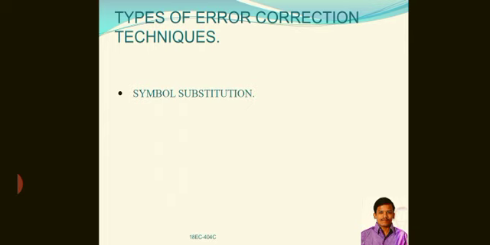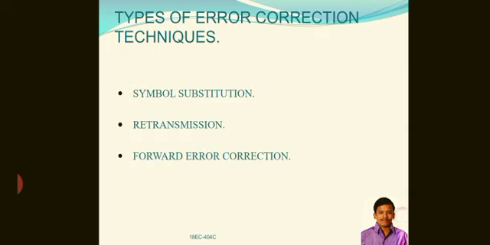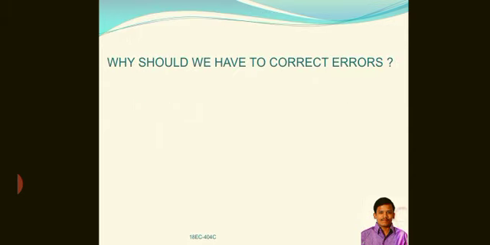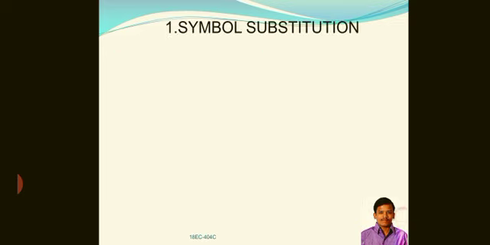If we look at the types, the first type will be the symbol substitution method, next one will be the retransmission, and third one forward error correction. So these are the three methods used for error correction. As we told, once again we see why we have to correct the errors, because we have to get the correct information or correct data. First we'll see the symbol substitution method.